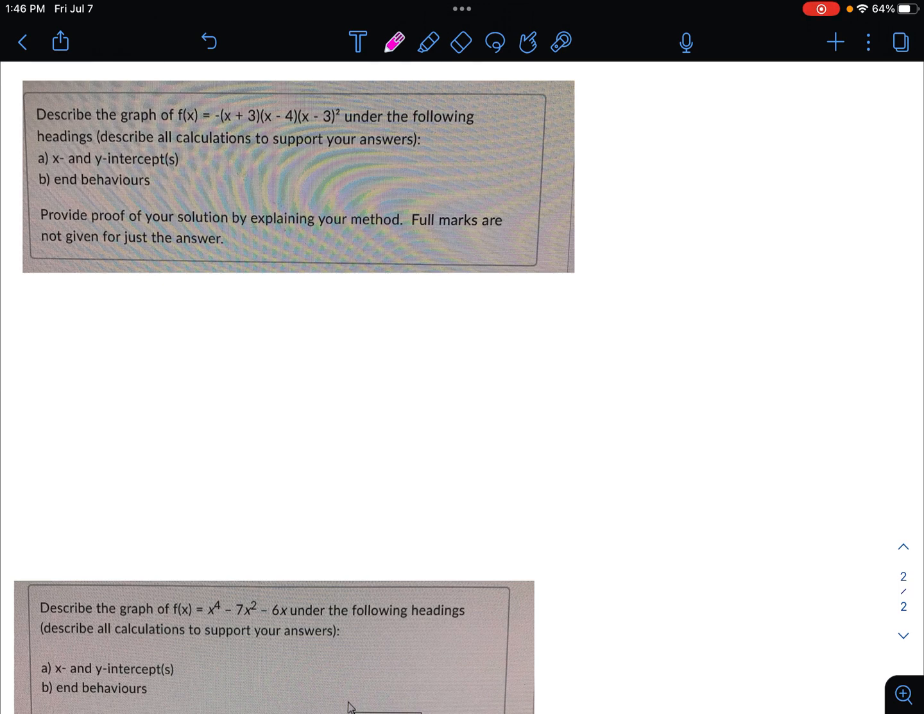When you're describing your x-intercepts for this one, it's nice and easy because it's already factored for you. Our x-intercepts are negative 3, positive 4, positive 3. My y-intercept, plug in f at 0, and you get negative 3 times negative 4 times negative 3 squared, which is going to be equal to negative 3 times negative 4 times 9, which is going to be negative 108.